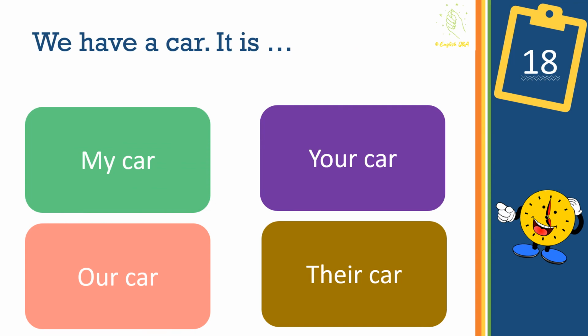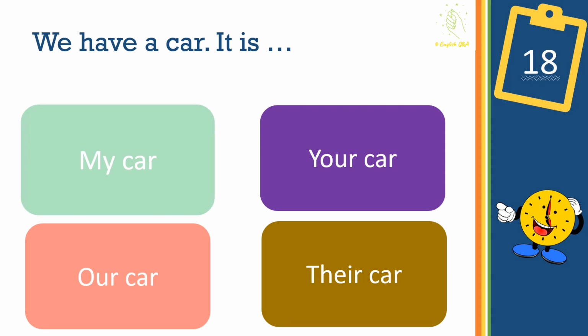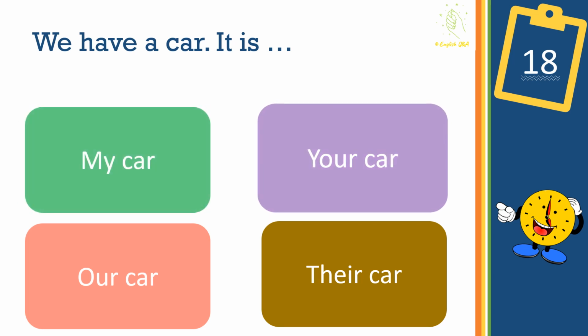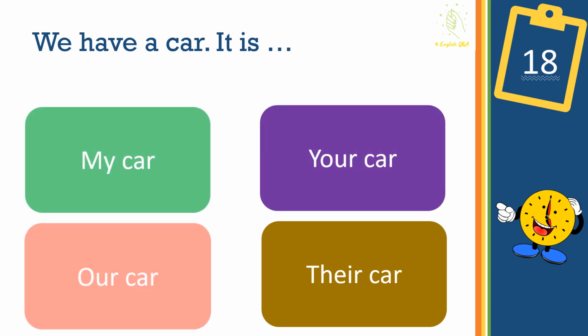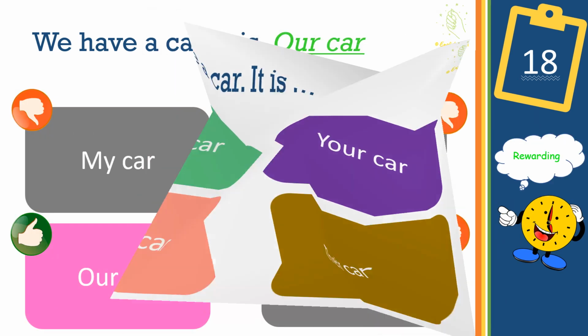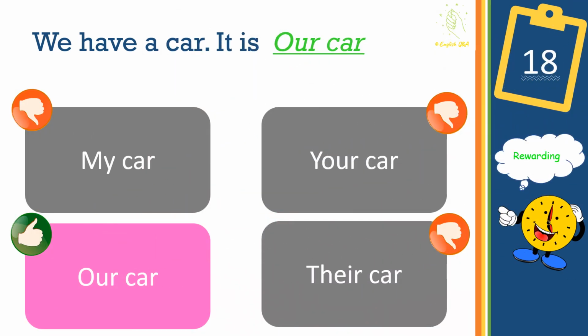Question 18. We have a car. It is dash. Pick a right answer. My car. Your car. Our car. Their car. The correct answer is our car. We have a car. It is our car.